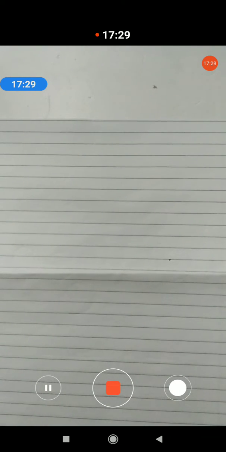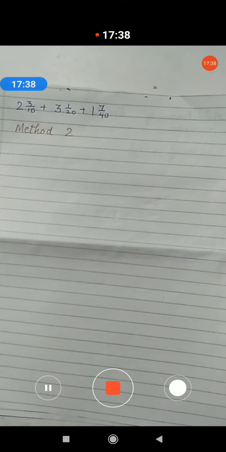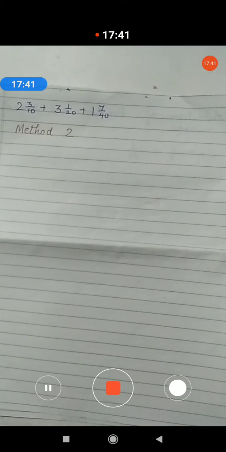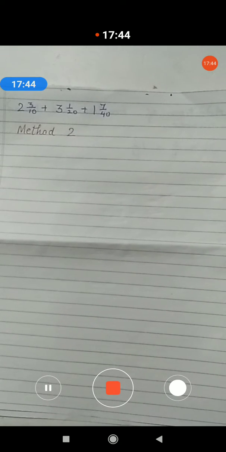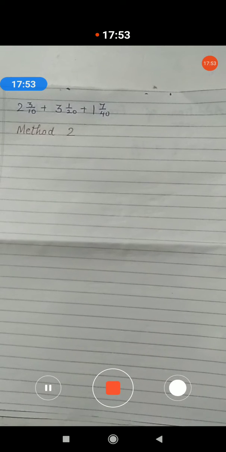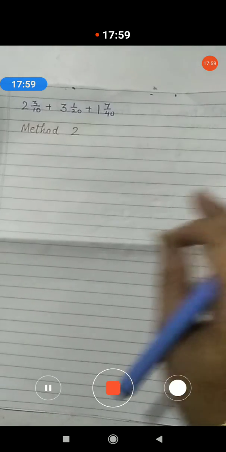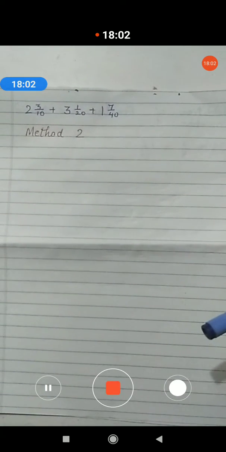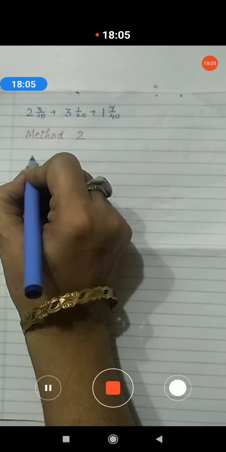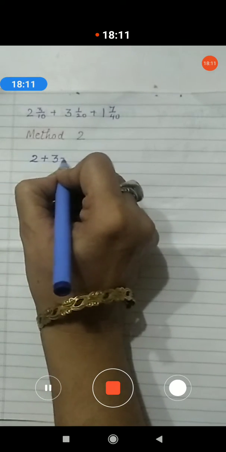We need to do the second method of this. First method we have done. Now the same sum with the second method. Now in this case, beta, if you see the second method, you will be observing that I told you that we will be taking the whole number separately, and then your unlike fractions we will take differently. Okay, so first we will take 2 plus 3 plus 1.